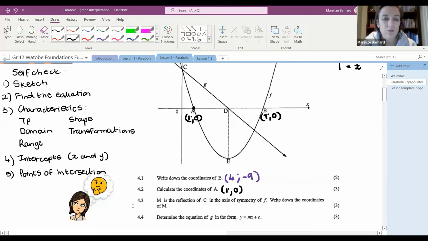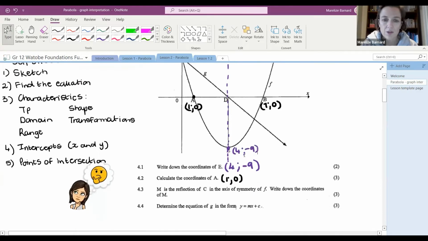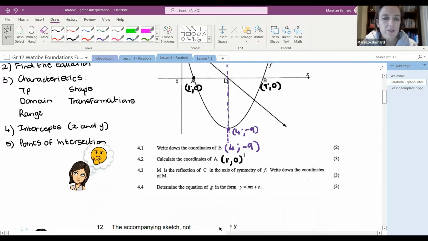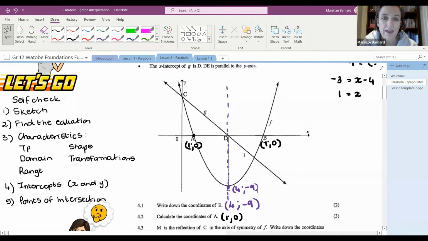Okay, now let's think a little bit about 4.3. M is the reflection of C in the axis of symmetry of F. Write down the coordinates of M. So remember our axis of symmetry, we talked a lot on Tuesday about the axis of symmetry. The axis of symmetry goes through the turning point, which we said is here, 4 and -9. So it says that M is the reflection of C in the axis of symmetry of F. Write down the coordinates of M.